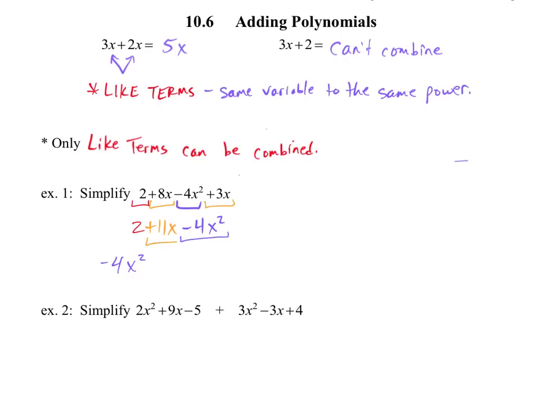And then next we have x to the first, so we'd have plus 11x. Biggest exponent has to be written first, right? Biggest exponent first. And then plus 2 or minus 2? Plus 2, because if there's no sign written in front of it, we can assume it's a positive 2. So we get a plus 2.